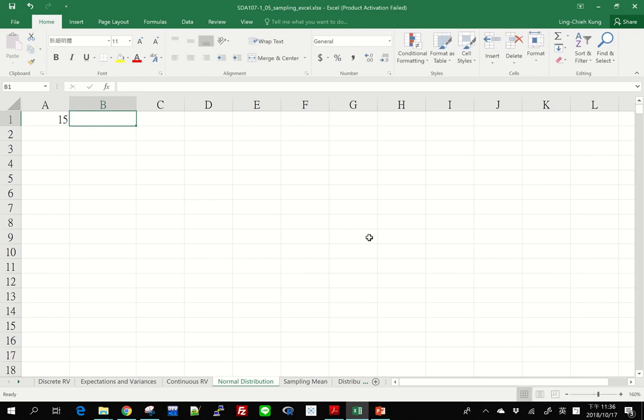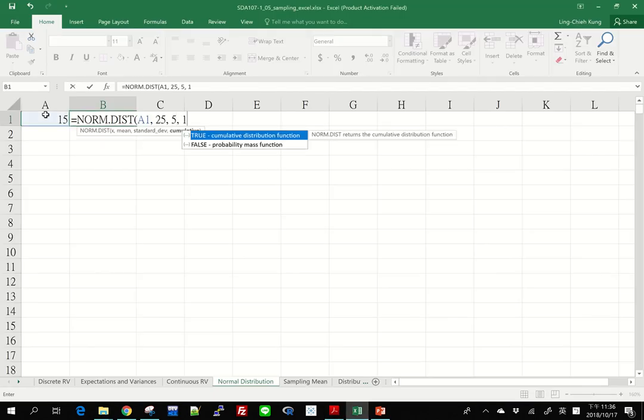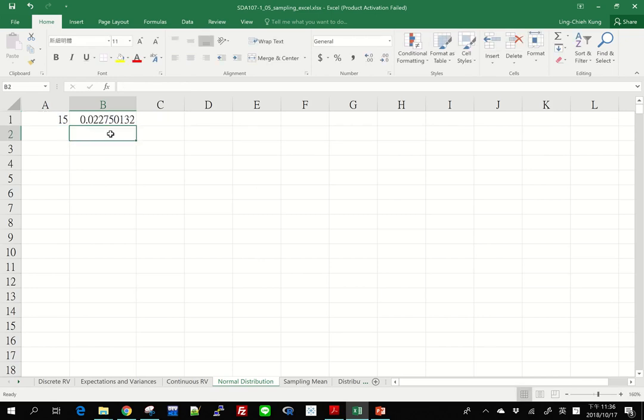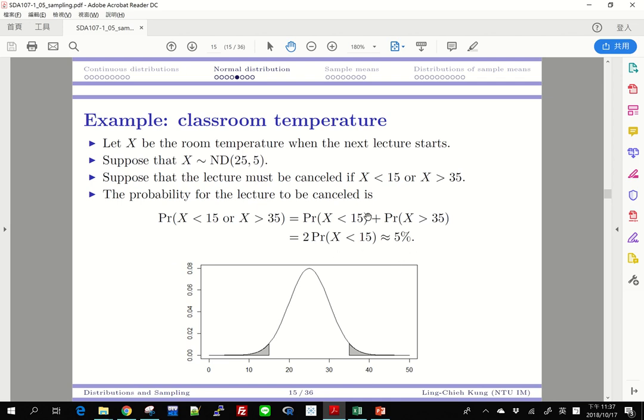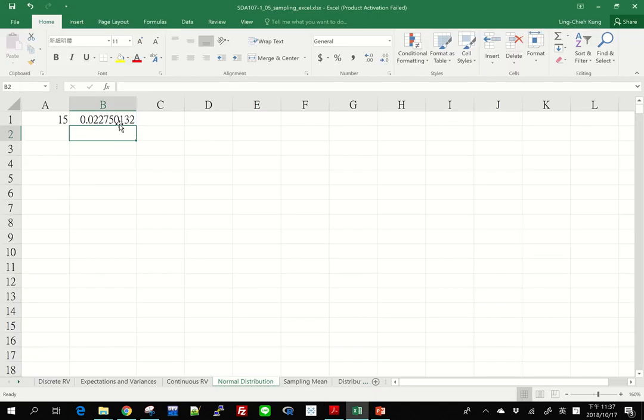So now we know how to do this. We have NORM.DIST. I want to check up to 15. What's my value if my mean is 25? Standard deviation is 5. And now I want to talk about cumulative. Okay, cumulative. Then I get about 2.2%. And we can see that indeed this is roughly 2.2%, because here I have two parts, and for each part, I get about 2.5% according to this rough value. And now we see it's actually 2.2% or 2.3%.